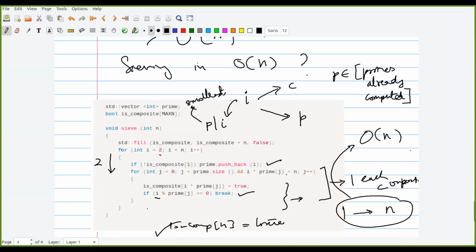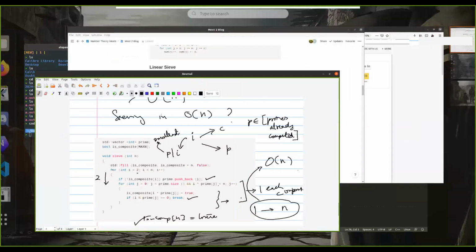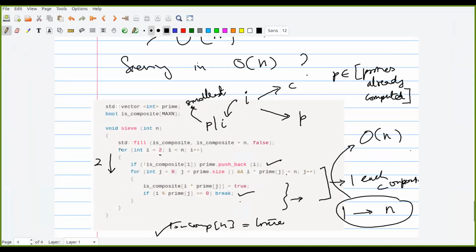So here I and j don't have the meanings that they had in the other sieve. Here prime j is supposed to be our I, and I into prime j is what we are expressing as something times something. So our prime j is supposed to be the smallest prime factor of I into prime j. That's what we mean. That's our goal. Okay, I kind of get it. Thanks.